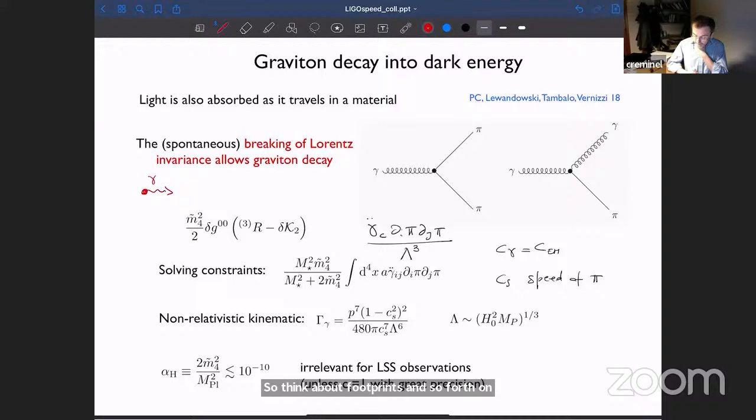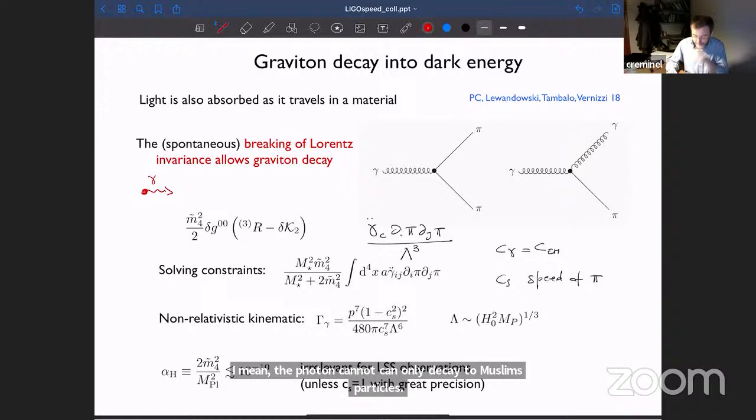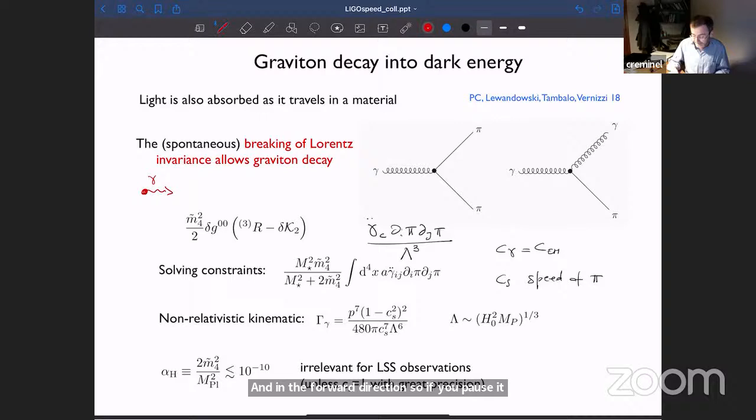Then, I mean, the photon can only decay to massless particles in the forward direction. So if you impose the relativistic kinematics, what you find is that this can only decay into two particles or more traveling in the forward direction, this is possible. On the other hand, it's very subtle, and I refer to some references in our papers.